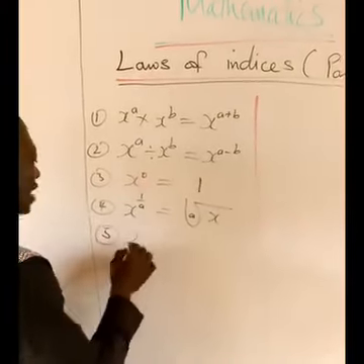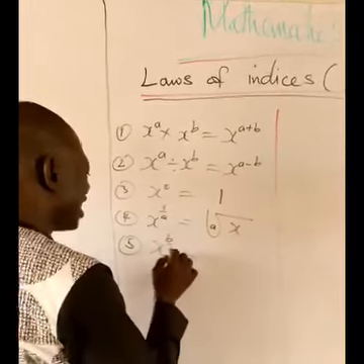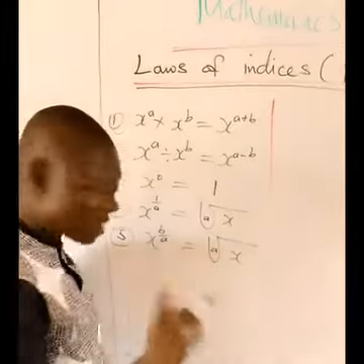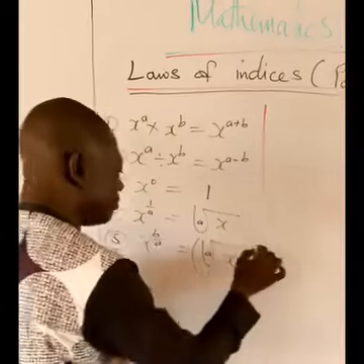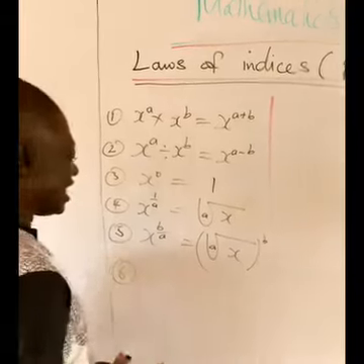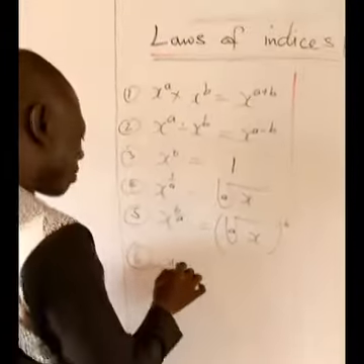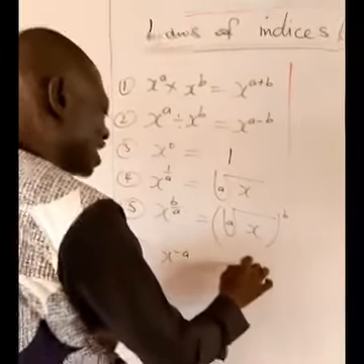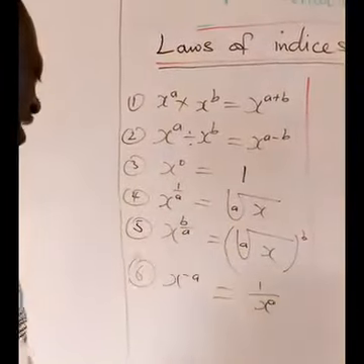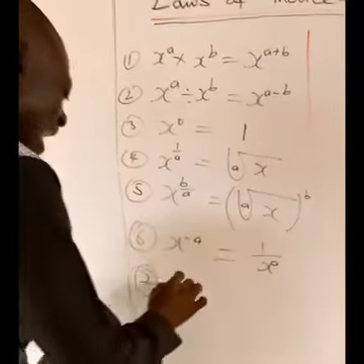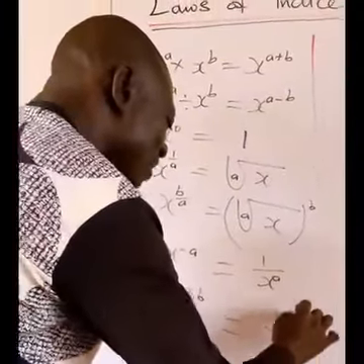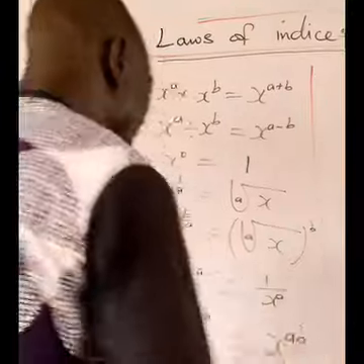Then number 5, x raised to the power b over a, which is again a root of that x, but this time around, all raised to the power b. We expect that b will be another number apart from 1. And so number 6 then is x raised to the power minus a, which is 1 over x raised to the power a, which you saw in part 3. Then number 7, x raised to the power a all raised to the power b being equal to x raised to the power ab, which was also seen in part 3.